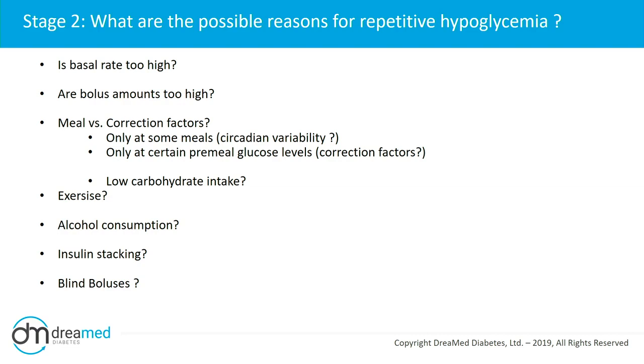So for example, if we see a constant pattern of hypoglycemia in the afternoon, maybe that's the time when the patient is doing exercise. Or for children, around 10 a.m. is usually school break, so we need to keep that in the back of our minds. Maybe alcohol consumption could be another reason. Insulin stacking, so the patient just doesn't give enough space between one bolus and the other. Or blind boluses, so for example, he gives boluses without measuring his glucose. All of these are possible reasons for repetitive hypoglycemia that we need to consider.